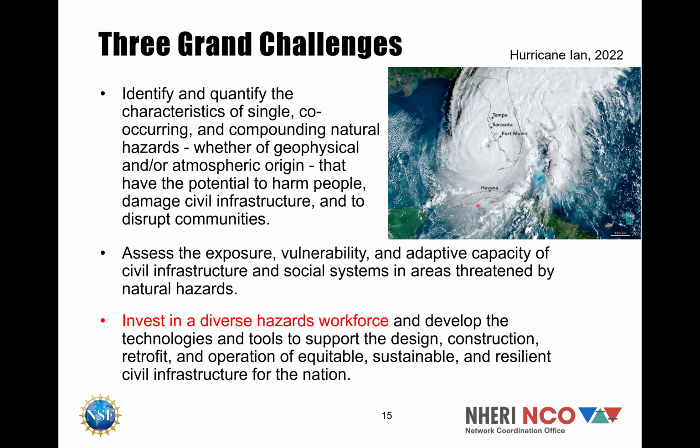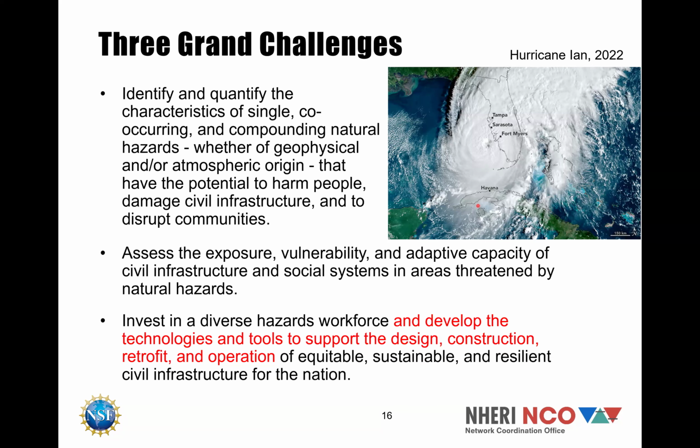And then finally, to solve these problems, we need to invest in a diverse hazards workforce. So education is crucial. Developing a workforce that can plan, can design for, and can mitigate these hazards. And develop technologies and tools to support the design, construction, retrofit, and operation of equitable, sustainable, and resilient civil infrastructure for the nation.